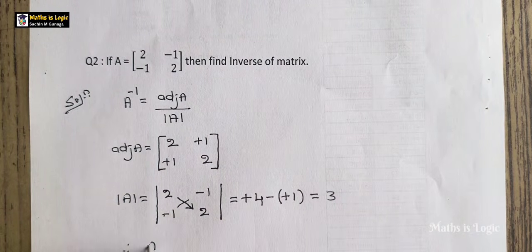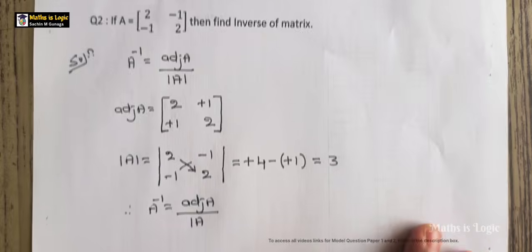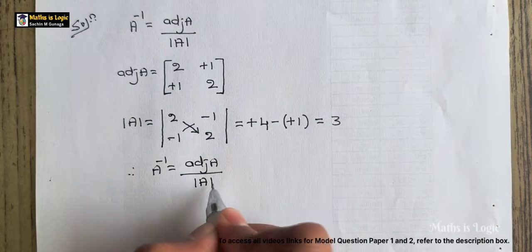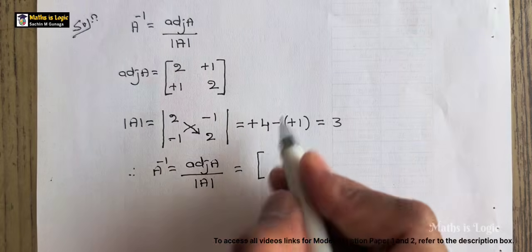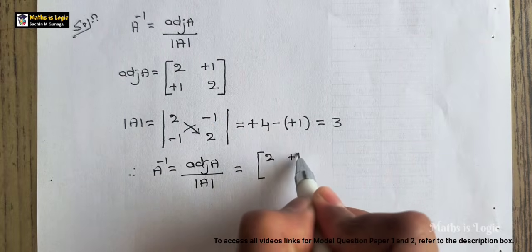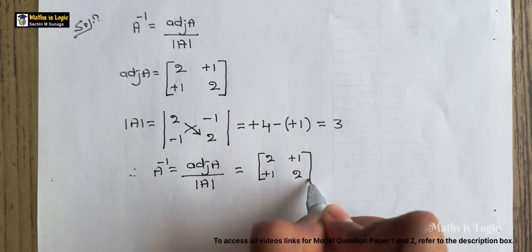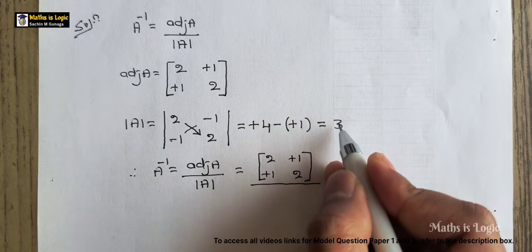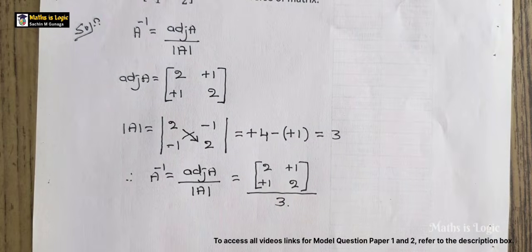Therefore A inverse is equals to, formula is adjoint of A divided by determinant of A. Now substitute adjoint of A value. What is that? 2 plus 1 plus 1, that is 1 2, divided by determinant of A value, how much? 3. So this is the answer.